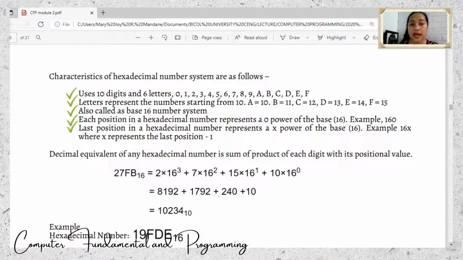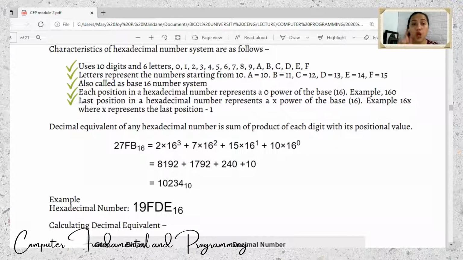So each position in a hexadecimal number represents a power of the base 16, starting with 16 to the 0. The last position in a hexadecimal number represents an x power of the base 16, 16 to the x, where x represents the last position minus 1. Okay, so the decimal equivalent of any hexadecimal number is the sum of the product of each digit with its positional value.